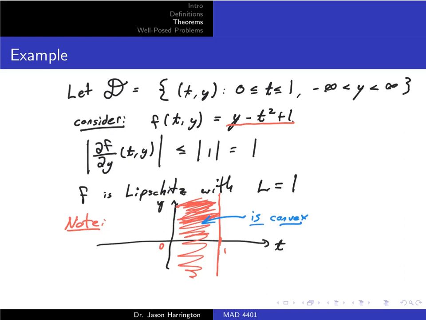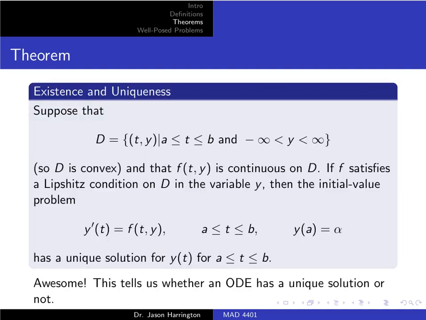Basically, if you have convexity together with the fact that it's Lipschitz, that will give us the fact that it's going to have a unique solution. So this is our existence and uniqueness theorem. That's the big hurrah of this actual section. So suppose that we have a set D, whatever shape that is. Now notice that with D, the way it's actually presented, t is between a and b, and y is between negative infinity and infinity. So what you see there is that it is in fact convex.